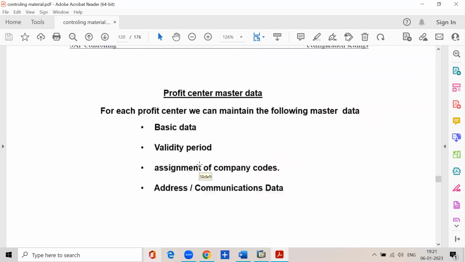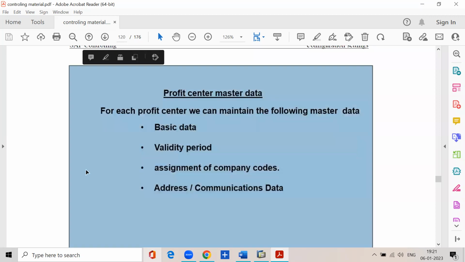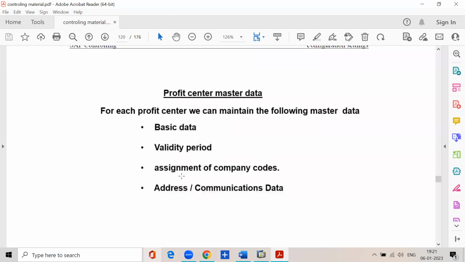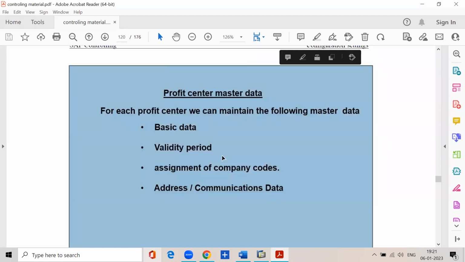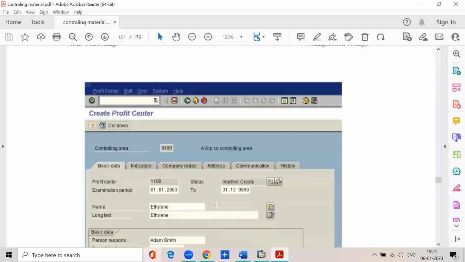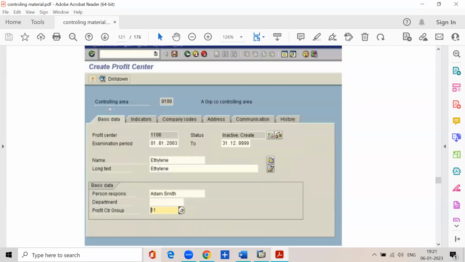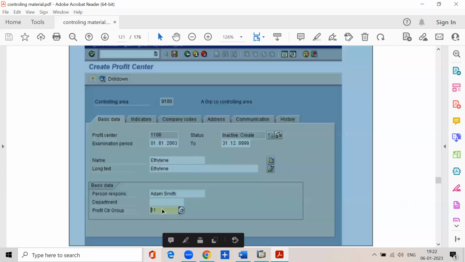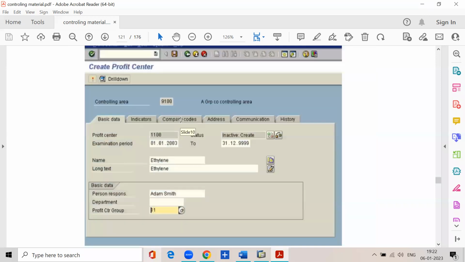Then for each profit center, we can maintain the following master data. Basic data, which I will show you while creating the profit centers. Basic data, validity period, assignment of company codes, address and communication data. In every profit center, we will maintain this data. See here, basic data. In the basic data: analysis period, name, long text, person responsible and profit center group. Then, if you have multiple company codes under the group, each company code can be considered as a profit center. Then we assign the company codes to the profit centers.